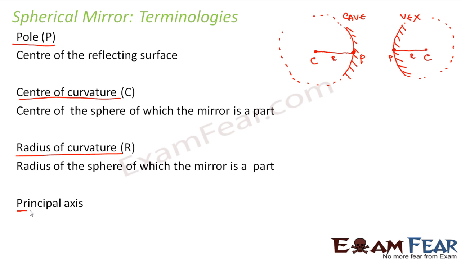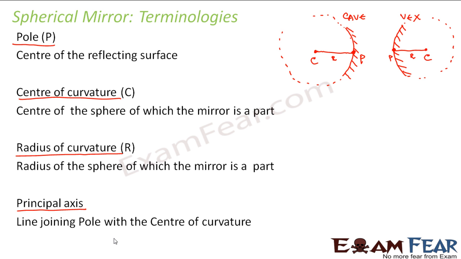Next is principal axis. What is the principal axis of a spherical mirror? It is the line joining the pole with the center of curvature. So that means this line. You can say that this line is the radius of curvature, right? Not only this line, the radius of curvature can be anything. This can also be the radius of curvature. But the line which passes through the pole and the center of curvature is known as the principal axis. So that straight line is the principal axis.